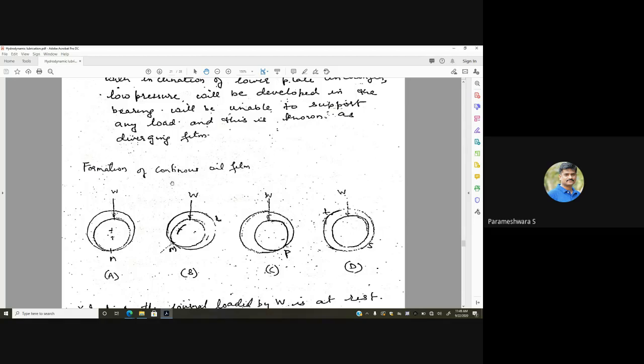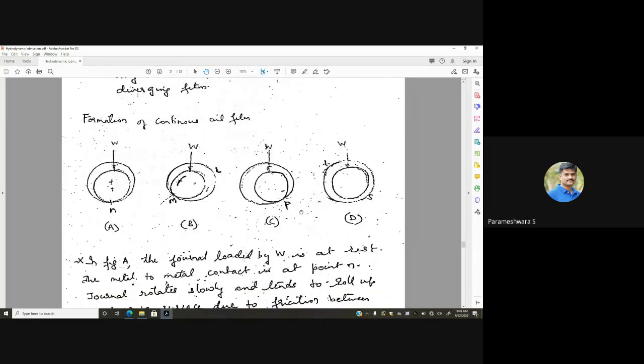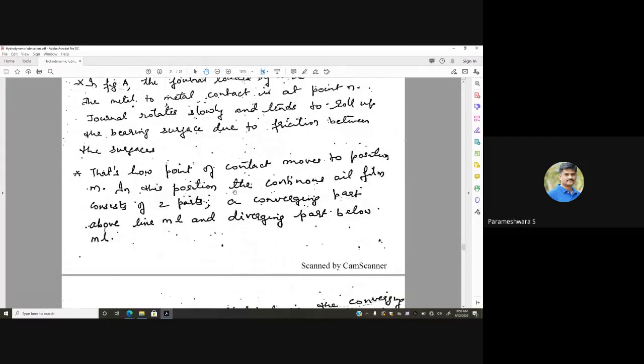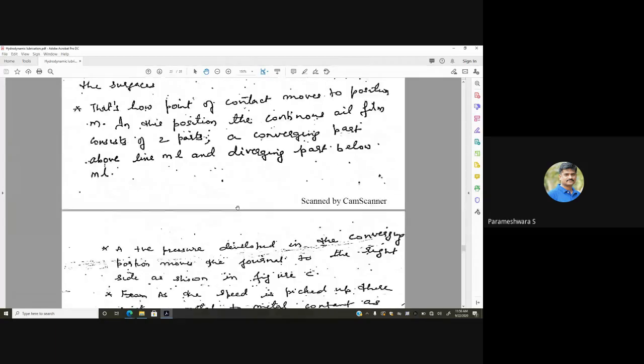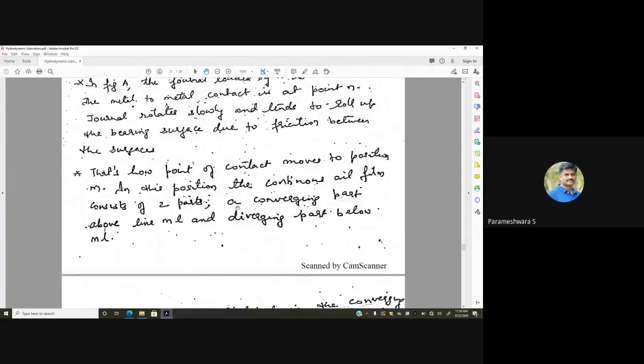This can be asked for 5 to 6 marks: explain the formation of continuous oil film in hydrodynamic lubrication. Take an example of a general bearing and explain the formation of the continuous oil film in your own words. Clear?